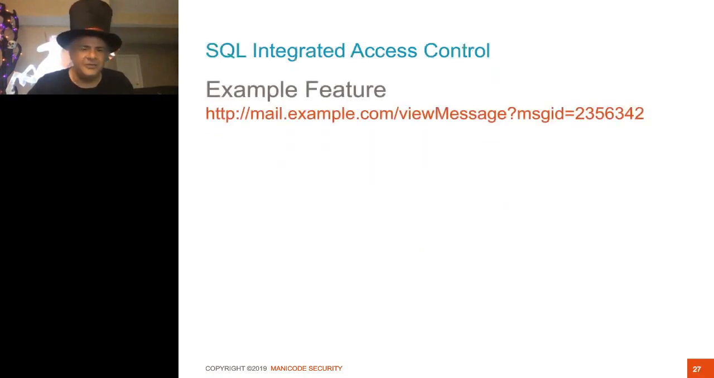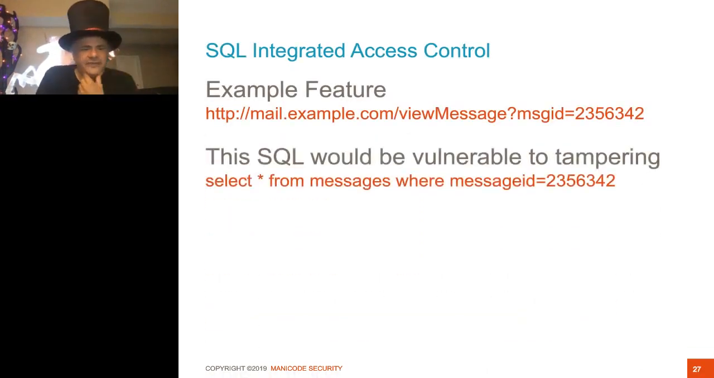Here's an example of how to do that as well. In this case, I have a URL to read a message from a messaging system, and the user can tamper with that ID easily, right? They have view message for a certain message ID. They tamper with the ID, and they can see different messages. And there's the query in the database. Select star from messages where the message ID is a certain number. This is trivial to tamper with.